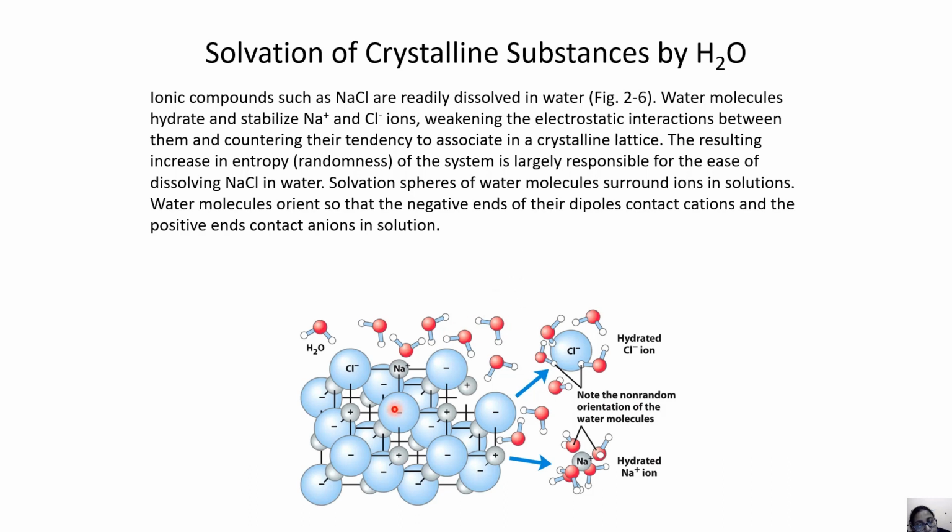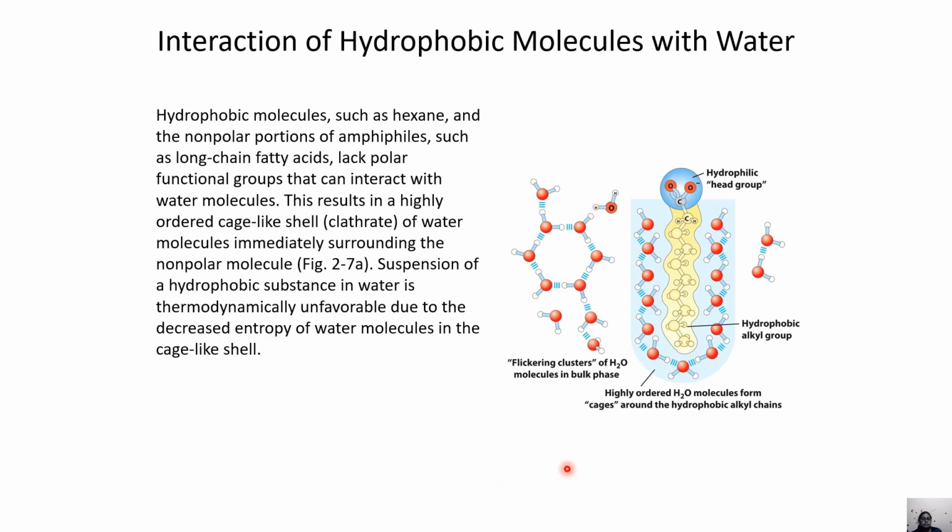The solvation spheres of water molecules surround ions in solution. Water molecules orient so that the negative ends of their dipoles contact cations and the positive ends contact anions in solution. Note the random orientation of the water molecules.